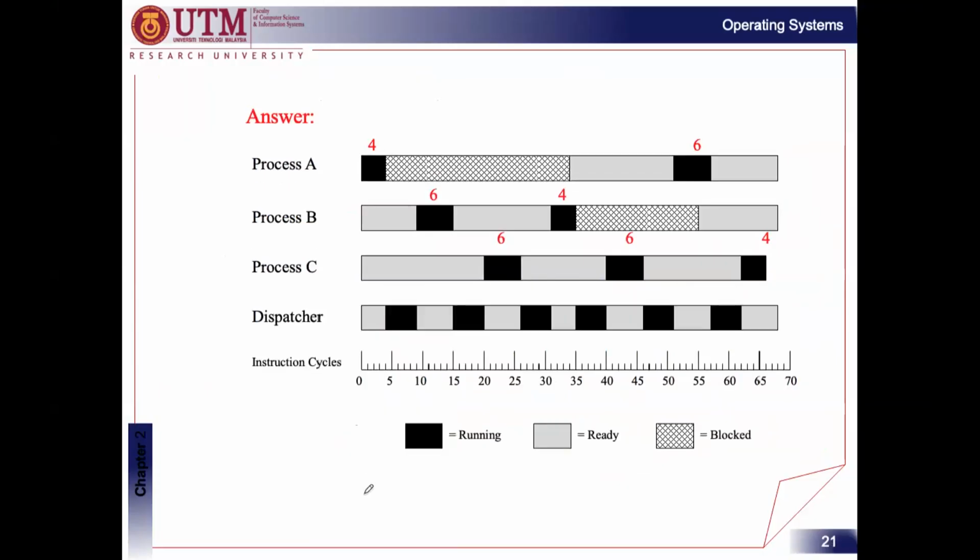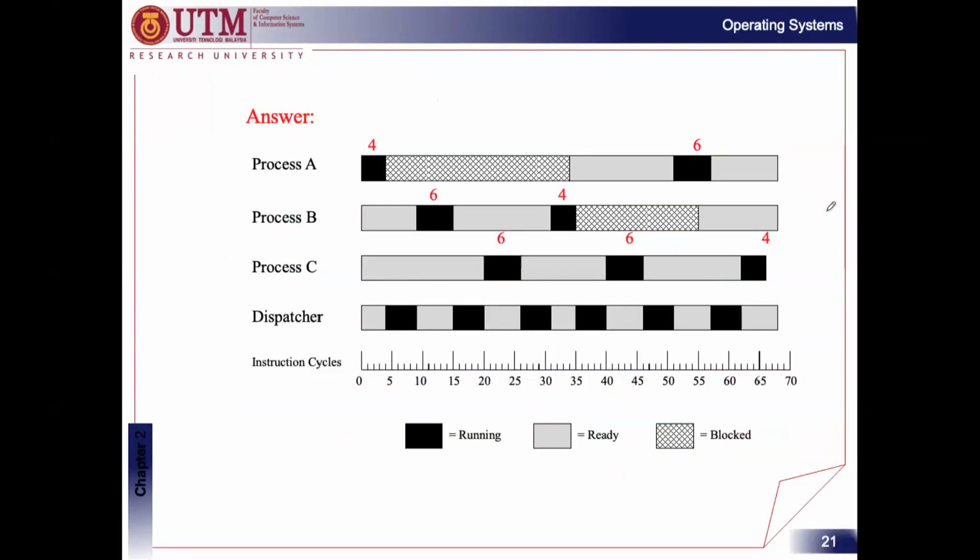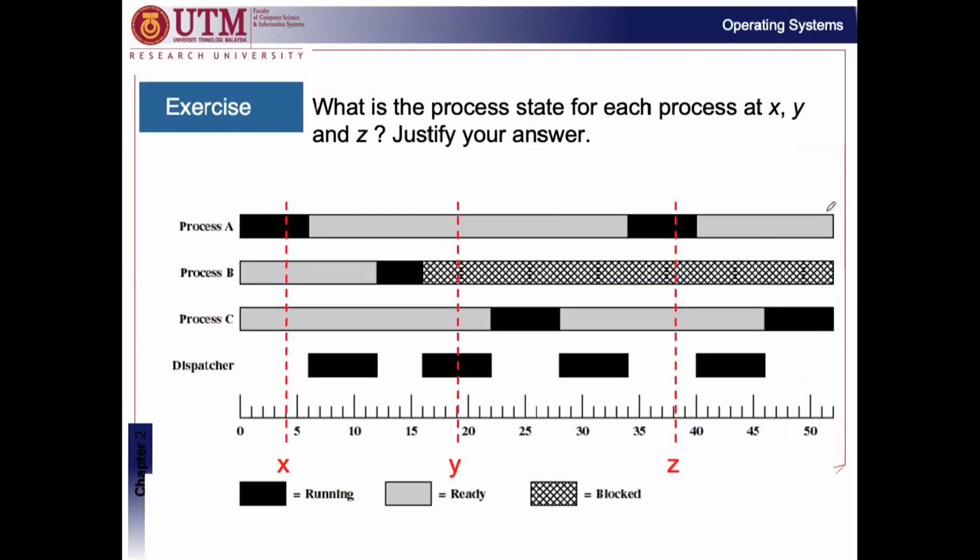What is this? The dispatcher. There is a dispatcher here, so the dispatcher is very important. Every time there is a dispatcher here, here, and so on until finish. And then the final one, this is very important.